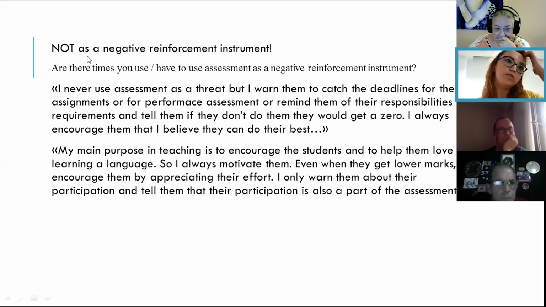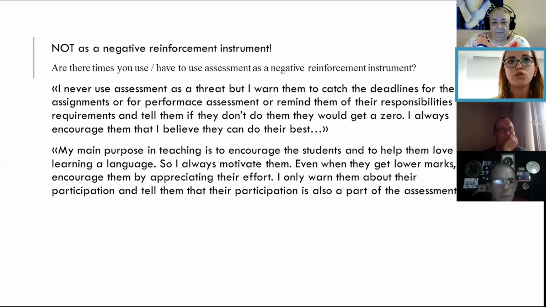Then I wanted to scrutinize the statement in the curriculum: please don't use assessment as a negative reinforcement instrument. And I asked teachers, are there times you use or have to use assessment as a negative reinforcement instrument? And I got such answers. I never use assessment as a threat, but I warn them to catch the deadlines for the assignments or for performance assessment, or remind them of their responsibilities.